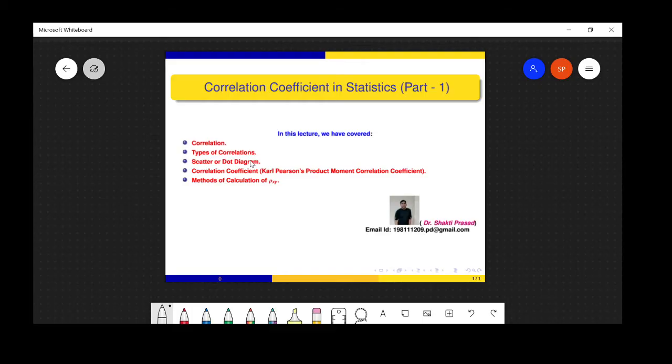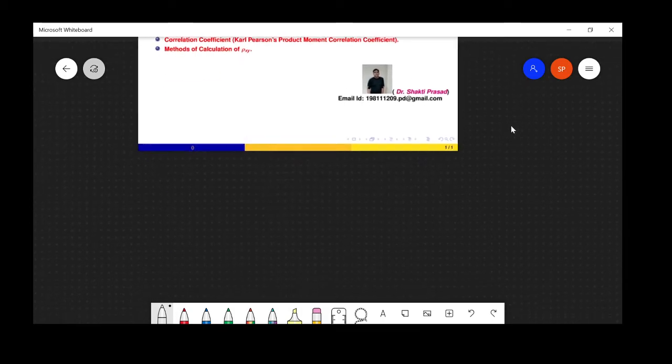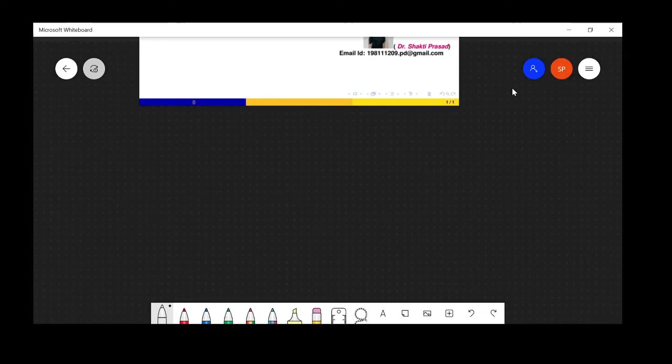Now, in these lectures, we have covered the correlation, types of correlations, scatter and dot diagram, correlation coefficient, and methods of calculations of correlation coefficients. Now, in part 2, we have discussed four different types of examples of how to find the correlation coefficient. So now we start with correlation.